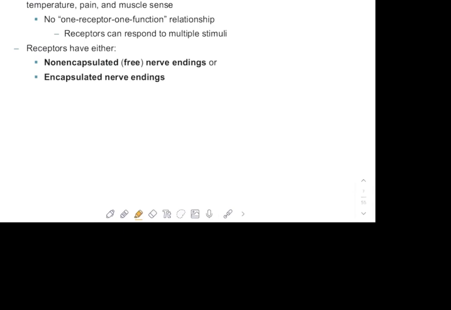So we also then can classify receptors based on whether they are encapsulated or non-encapsulated. General receptors include tactile sensations, and no one receptor leads to one specific function. So there's a lot of overlap. So the receptors are either non-encapsulated, which means they don't have a connective tissue layer around them. If they're encapsulated, that means that they do.